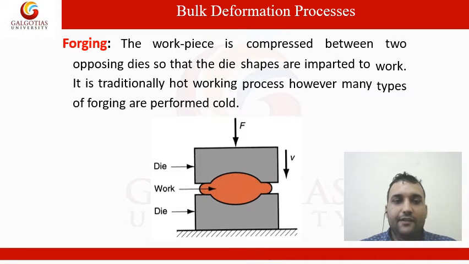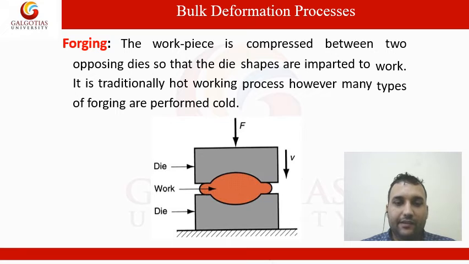Next is the forging. Forging is the oldest metal working process. In the old days, forging was done by striking with a stone, but in modern forging, strong-arm hammers or anvils have been replaced by high-powered hammers and mechanical presses. In this process, the workpiece is compressed between two opposing dies so that the die shapes are imparted to the work. It is traditionally a hot working process. However, many types of forgings are preferred cold. So forging may be cold forging or hot forging.